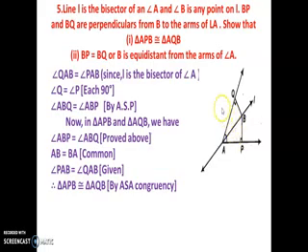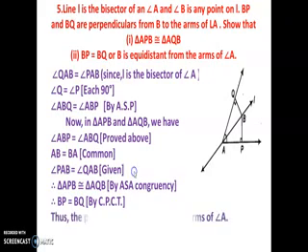As you know, these two sides, BP and BQ, are the corresponding parts of these two congruent triangles, and that is also equal by CPCT. So we proved this problem. Have you understood, children? Let us move on to the next problem.